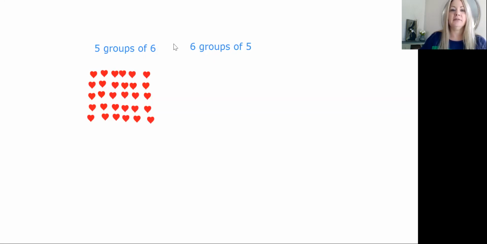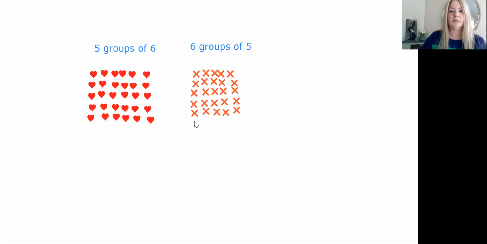For 6 groups of 5, I'll pick a different stamp. We need how many rows? That's right, 6. And how many in each row? 5. 1, 2, 3, 4, 5. 2 rows of 5. 3 rows of 5. 4 rows of 5. Wait, 1, 2, 3, 4, 5. Nope. I need my 6th row of 5 here.